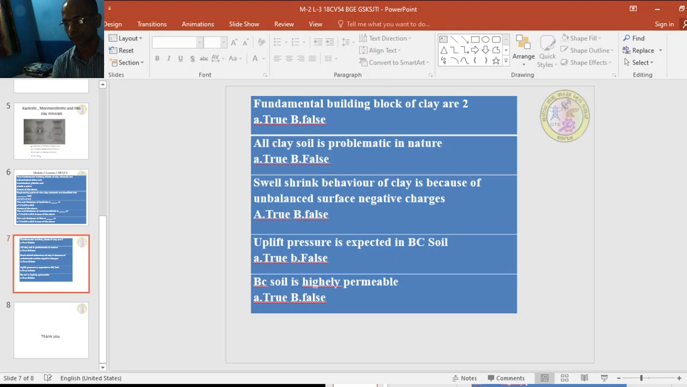Next, all clay soil is problematic in nature. Option A true, option B false. No, it is false. All clay minerals are not problematic in nature. For example, kaolinite is a clay mineral, and it is not problematic in nature at all. Swell shrink behavior of clay is because of unbalanced surface negative charge. Option A true, option B false. It is true, A. Uplift pressure is expected in BC soil. Option A true, option B false. It is true, option A. BC soil is highly permeable. Option A true, option B false. It is false.